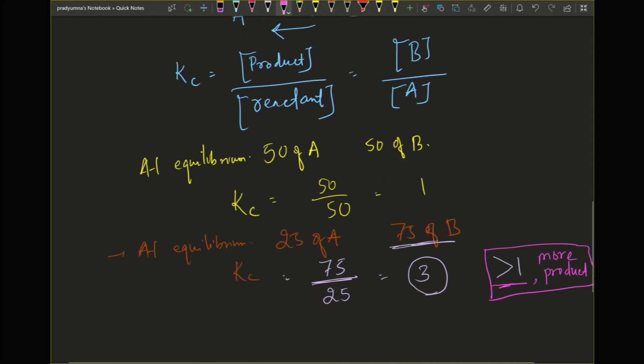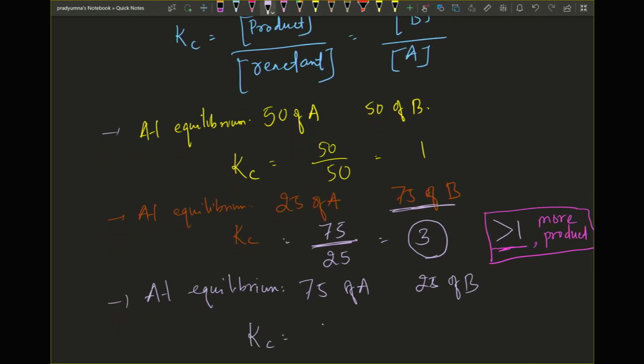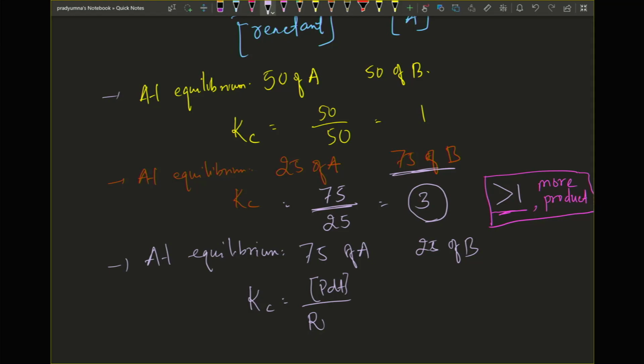Well, let's say another example in another equilibrium. So we have 3 scenarios. In the third equilibrium, in a third parallel universe, we have 75 of A and 25 of B. So what should be our equilibrium constant? It's going to be product divided by reactant. So the product is 25 divided by 75, so that's going to be 1 divided by 3.